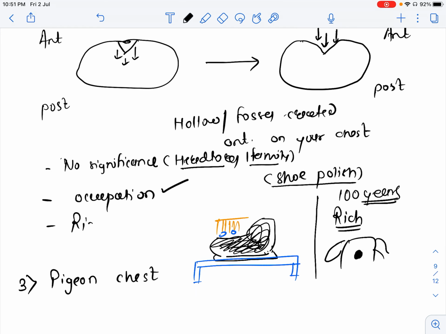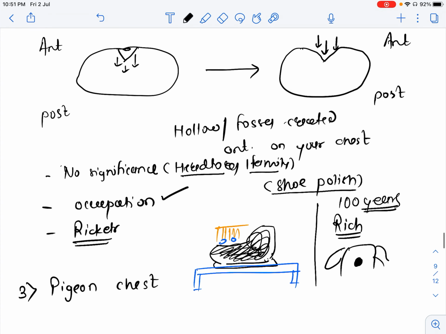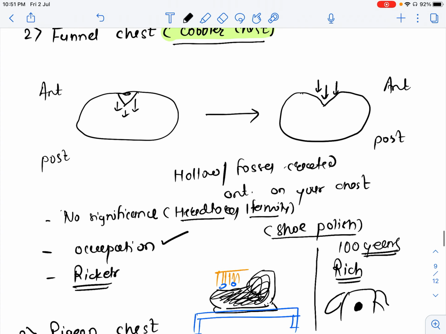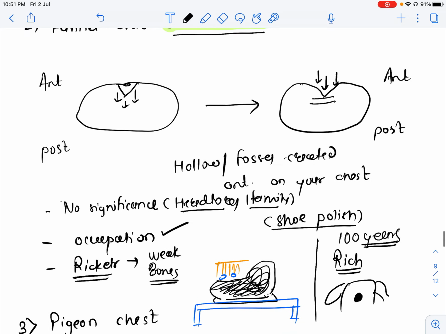suppose a child has rickets in its childhood. Obviously his bones will be fragile and any kind of shear and tear can cause this deformity. If a child has rickets, obviously he'll have weak bones. That is why this kind of deformity can be seen.